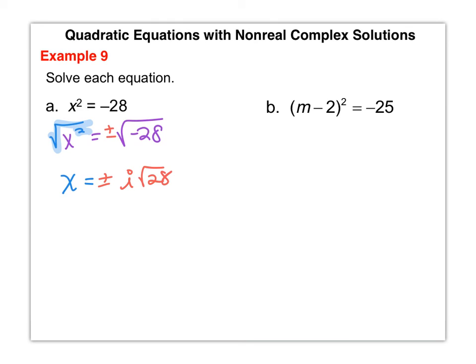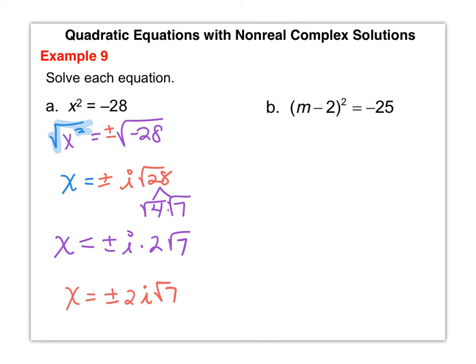Now 28 under the radical can further be simplified because 28 is the same thing as 4 times 7. So we can write this as x equals plus or minus i times the square root of 4, which is 2, times the square root of 7. And then we can write our final answer as plus or minus 2i square root of 7. So one answer is x equals the positive 2i square root of 7, and the other is negative 2i square root of 7. Let's look at part B.